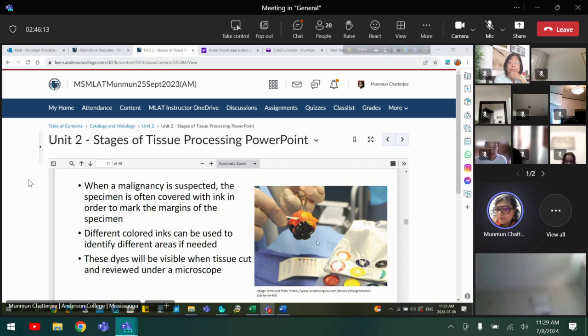These dyes are so permanent that you can go through the several processes of fixation, embedding and everything, but this dye will be there. So that when you cut the tissue, you can see, okay, this area is more important. When you are going to see under the microscope, you can see this area. So that marked area, the pathologist can give more focus to make sure these areas are the troublemakers or have the malignancy.